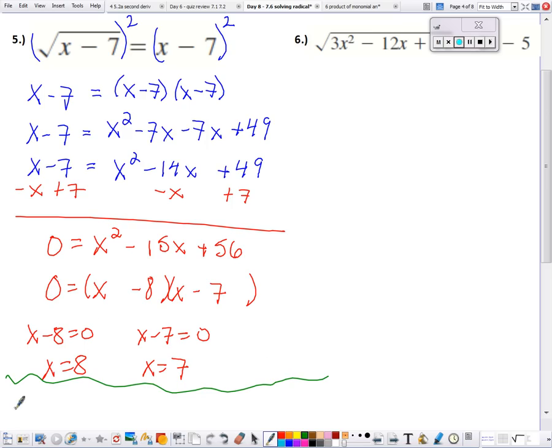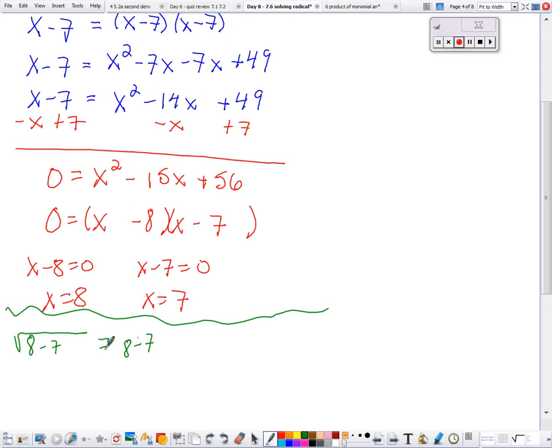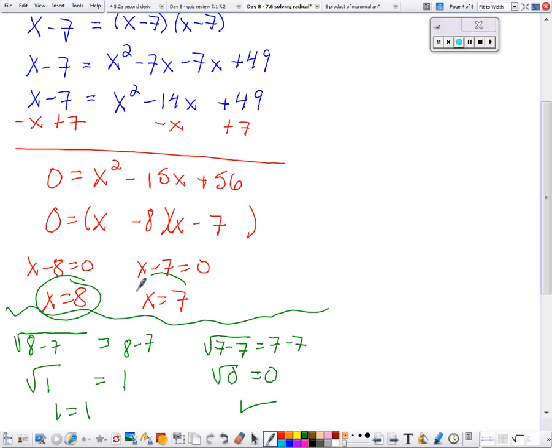We get the square root of 8 minus 7. Does that equal 8 minus 7? Let's see, that's the square root of 1 equals 1, and that is true, so 8 is an answer. Let's see if 7 is. So the square root of 0 equals 0. That is true as well, so both 8 and 7 are our answers.